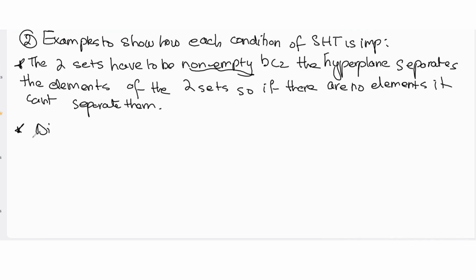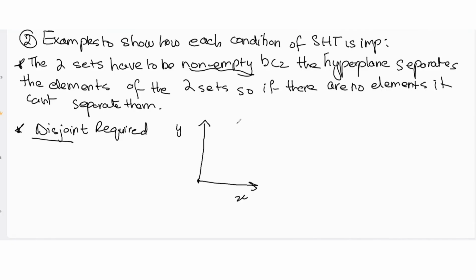And disjoint is also required. The second condition that we highlighted was they have to be disjoint. By disjoint, we mean that the intersection has to be the null set. So two sets are disjoint if the intersection is the null set. Now let's look at a counter example to show why this is important. So let's look at an example in 2D.